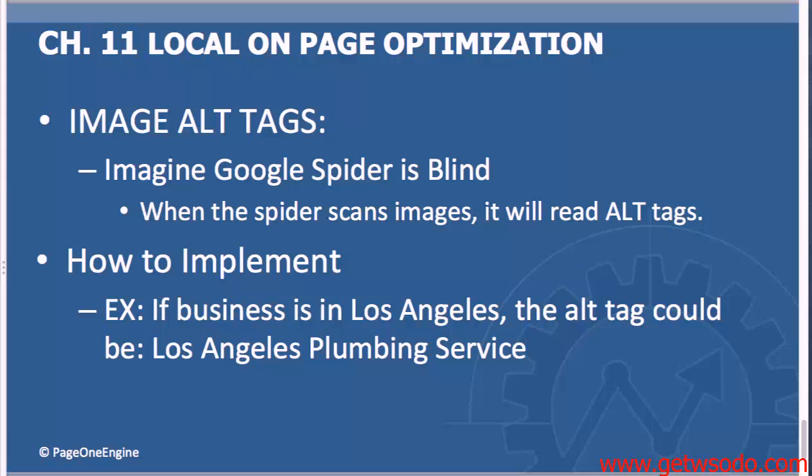So how do you implement the alt text? Well, let's say, for example, you're a business in Los Angeles. The alt tag could simply be Los Angeles Plumbing Service. Don't overcomplicate this. So let me show you an example of how to implement the alt tag.